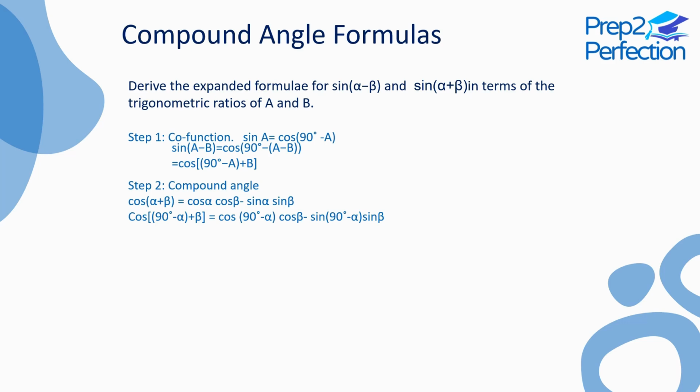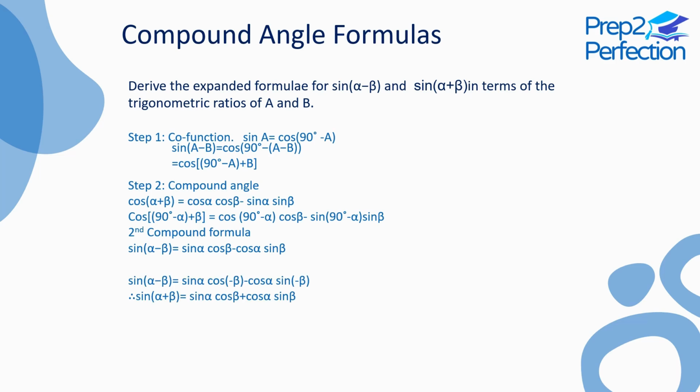This will equal cos(90 degrees minus a) times cos b minus sine(90 degrees minus a) times sine b. Our second compound formula is sine (a minus b), which equals sine a cos b minus cos a sine b. Sine (a minus b) equals sine a times cos(negative b) minus cos a times sine(negative b).